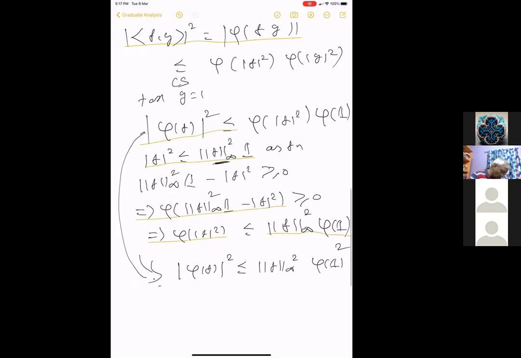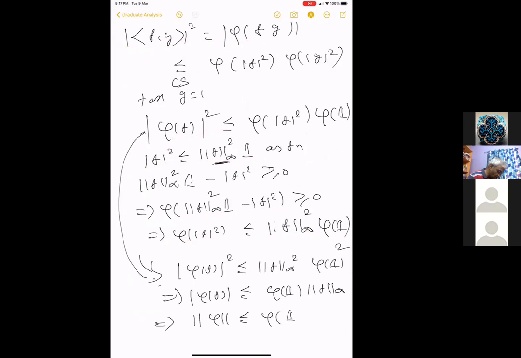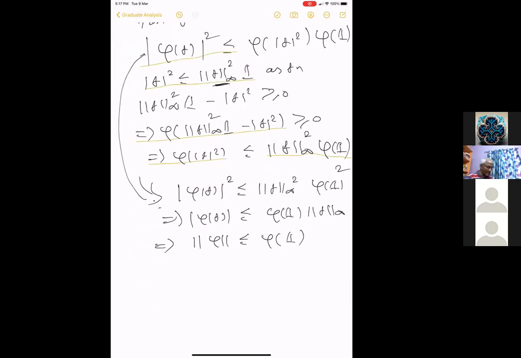So phi of f is less than or equal to phi of 1 times norm f. This implies norm of phi is less than or equal to phi of 1. So this implies phi is bounded. Now we are only proving that phi is bounded and norm phi is less than or equal to phi of 1.